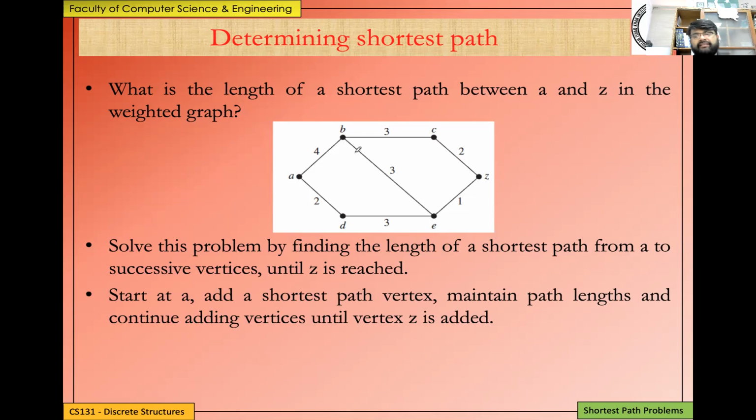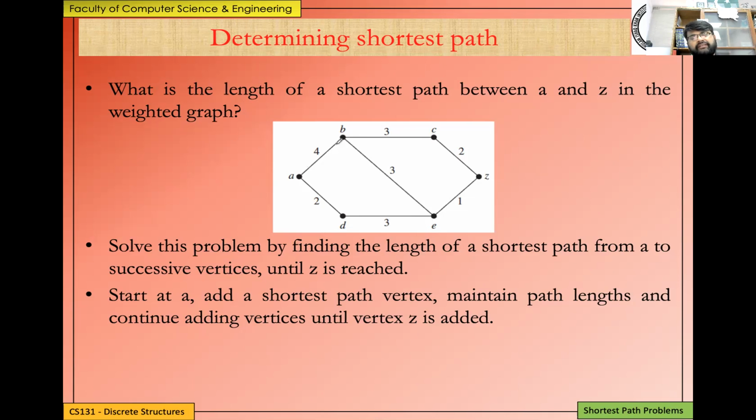In the first case, A to D, the vertex length is 2. Then the next shortest vertex length is A to B, with length 4, right? Then the next is from A to E, which is 2 plus 3, 5 now. So A to E is 5.